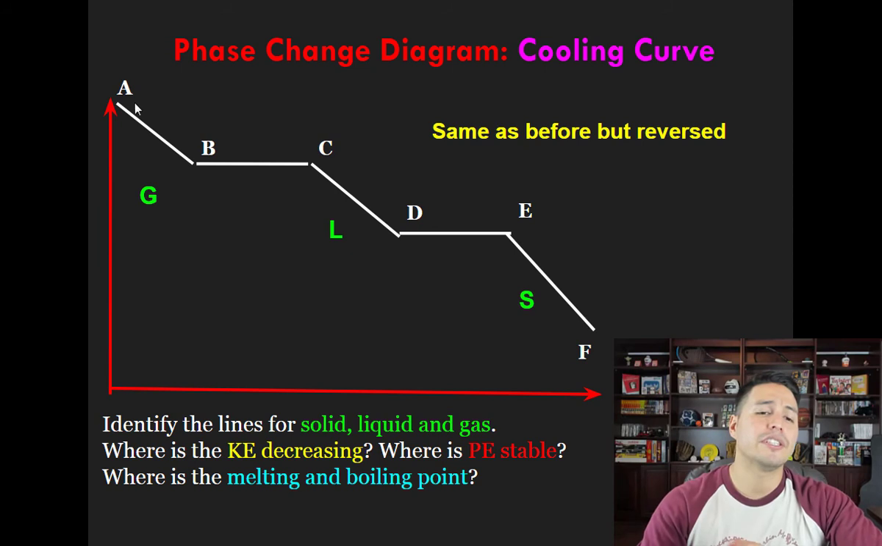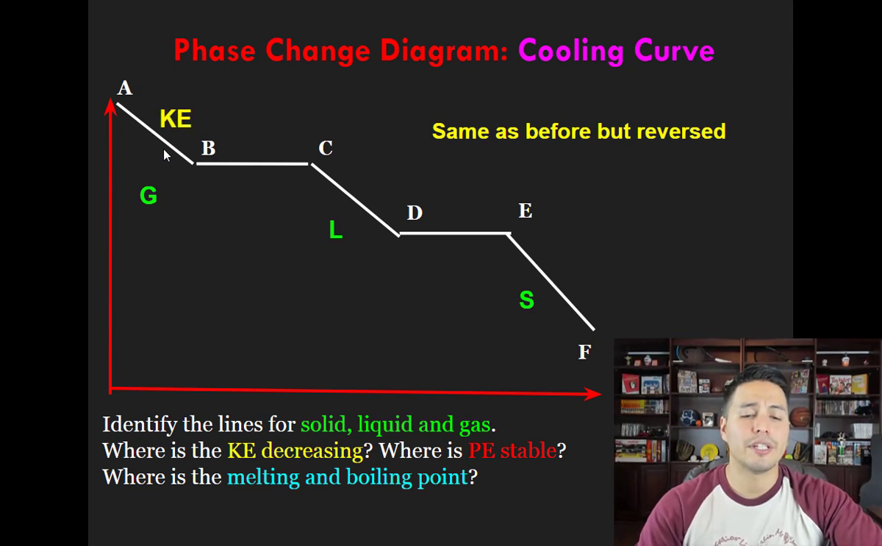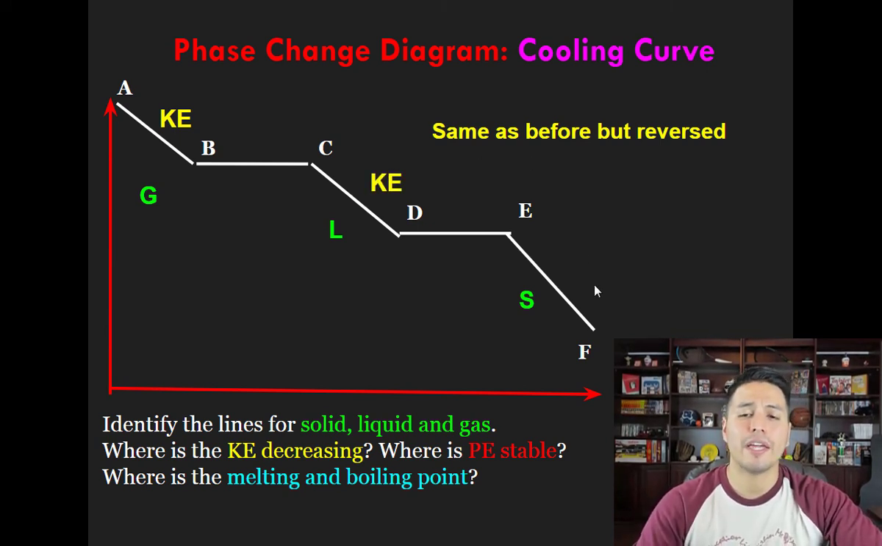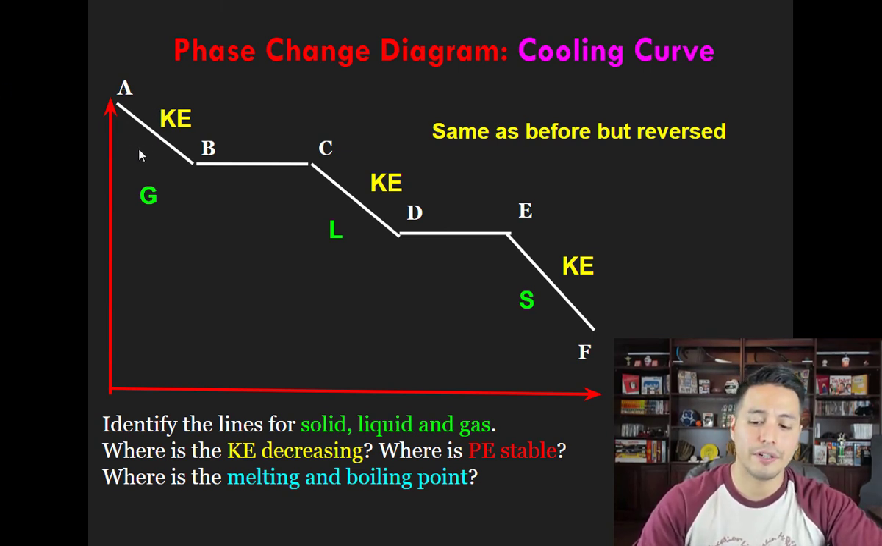Well, our kinetic energy is decreasing as we decrease our temperature. So from point A to point B, we're going to be decreasing our kinetic energy. And then at point C and D, we're also going to be decreasing our kinetic energy. And then finally, from point E to F, we're having a decrease in kinetic energy. So the next question reads, where's your potential energy stable? Your potential energy is stable wherever your kinetic energies are occurring. So in that case, I can say that my potential energy is going to be stable right over here. Also, it's going to be stable right over here and here.